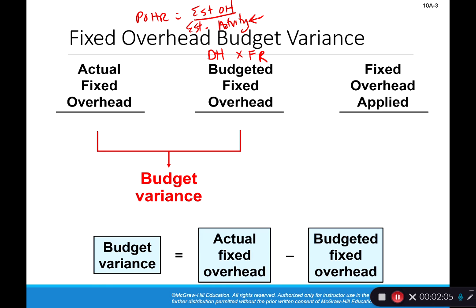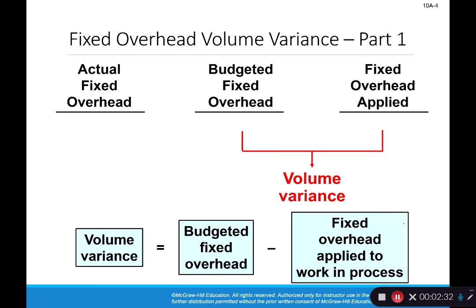Comparing our actual to our budgeted fixed overhead gets us our budget variance. If actual is more than budget, that's bad and it's unfavorable because we want to keep our costs down. If actual is less than budget, that would be good and it would be favorable. The algebraic format of that is just the difference between actual and budgeted fixed overhead. There aren't any further breakdowns because actual fixed overhead is just a number that's given. You can't really break it down into components.